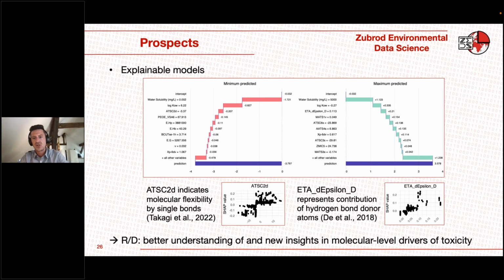And this kind of information might come in quite useful, for instance, for research and development of pesticides, but potentially also other chemicals, because it might help us to better understand and get new insights into molecular level drivers of toxicity, and thus potentially also support future molecule design and the development towards green chemistry and toxicology.